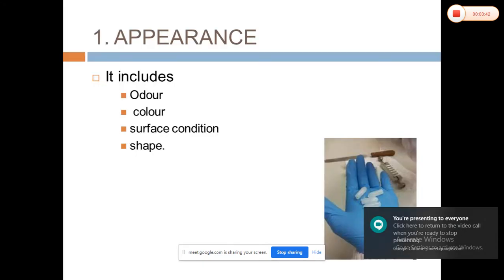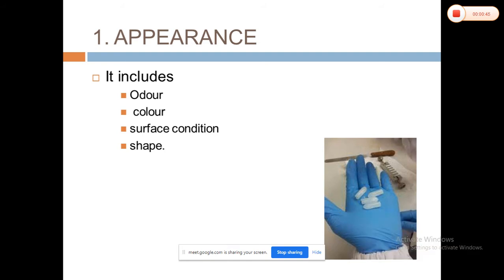So first is the appearance. The physical and the chemical aspects of a particular suppository are very important, so we have to consider them in suppository formulation. It includes its color, odor, surface conditions, and also the shape.